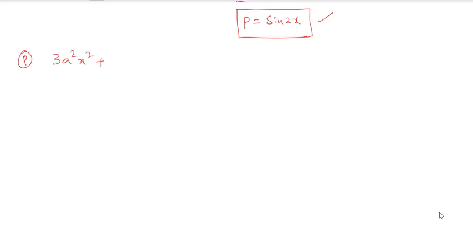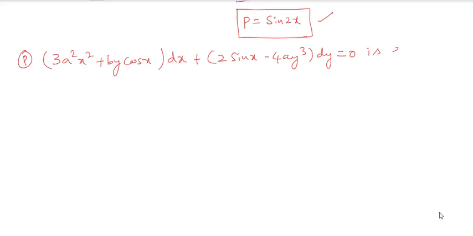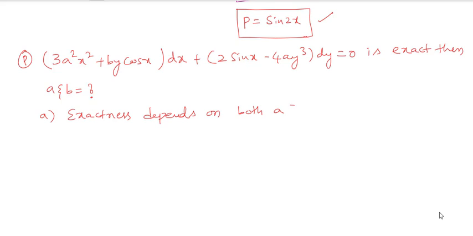If (3a²x² + b cos x) dx + (2 sin x − 4ay³) dy = 0 is exact, then a and b are given the options as: Option A, exactness depends on both a and b.